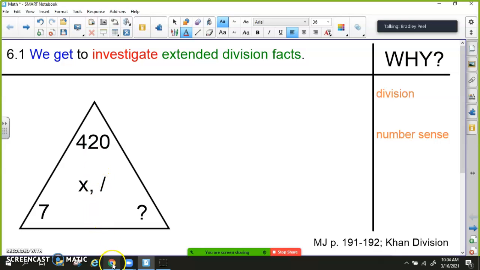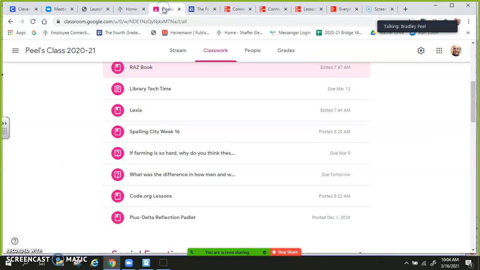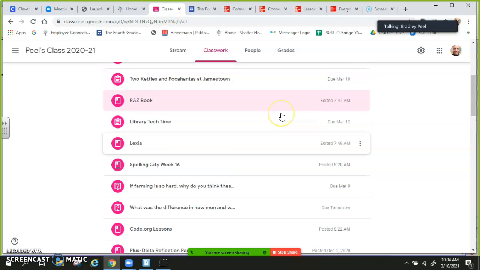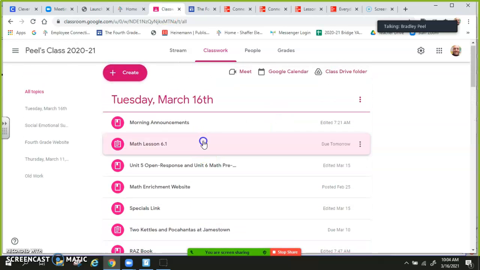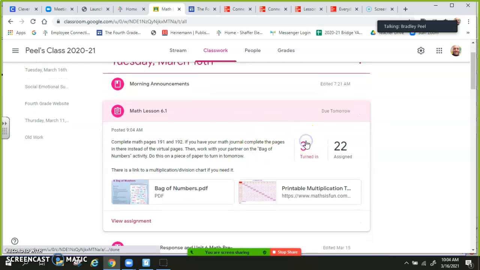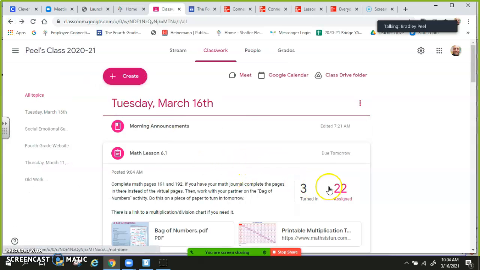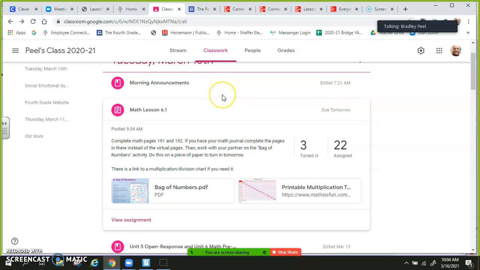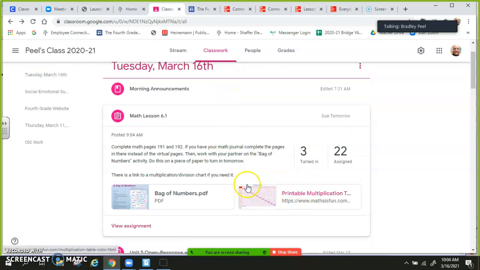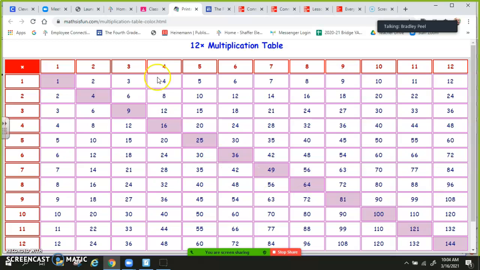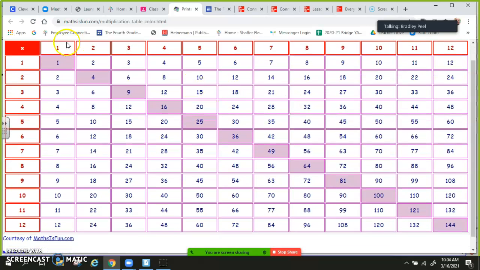Now, if you're not seeing this relationship between 7 and 42, in the back of your math journal there's the math multiplication times table. I've also included it here on this math lesson 6.1 in the Google Classroom. You can open this printable multiplication chart here. So hopefully we recognize this: when we drag across, let's say we want to do 2 times 7, we drag 2 across the row to the column where it meets 7, and 2 times 7 is 14.